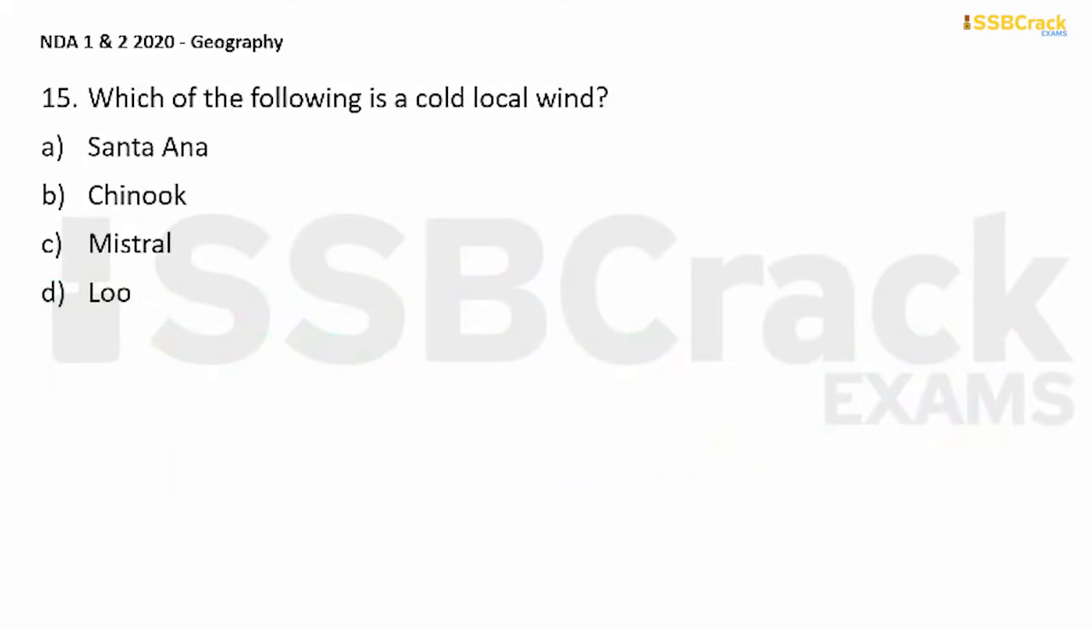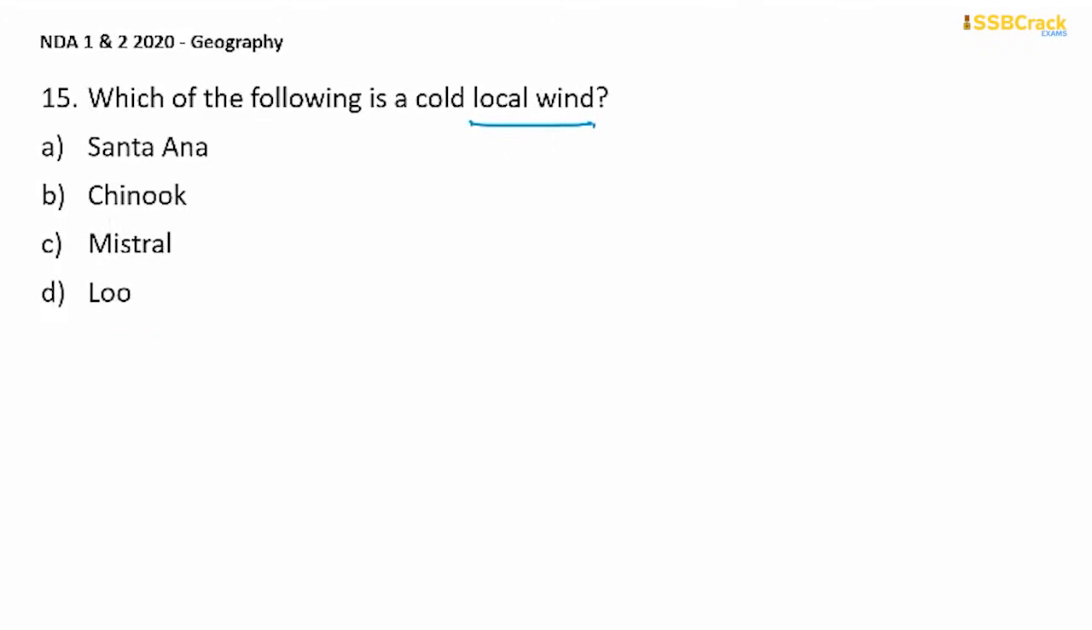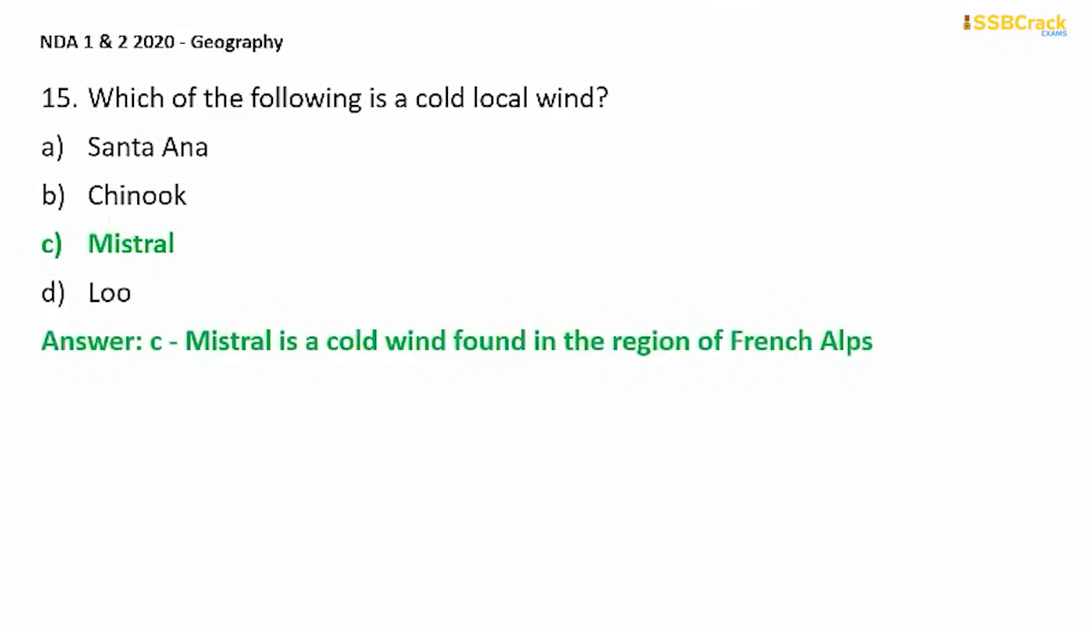Moving on to our next question. Which of the following is a cold local wind? This is again a very factual data based upon the world weather system. The correct answer to this is option C, which is Mistral. So Mistral is a cold wind which is found in the region of the French Alps, or the France region of the Alps, which is, of course, in European countries. And all the other winds mentioned, that is Santa Ana, Chinook, and Loo, are all local winds which are warm in nature.